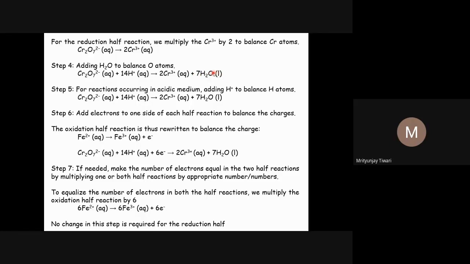In the first half of the reaction, the oxidation half, we don't need to make any changes, because in the conversion of Fe2 plus to Fe3 plus there is no oxygen on either side. It is already balanced in terms of oxygen atoms, so we don't make any changes there.